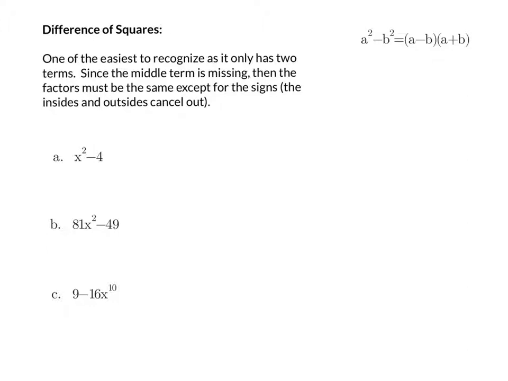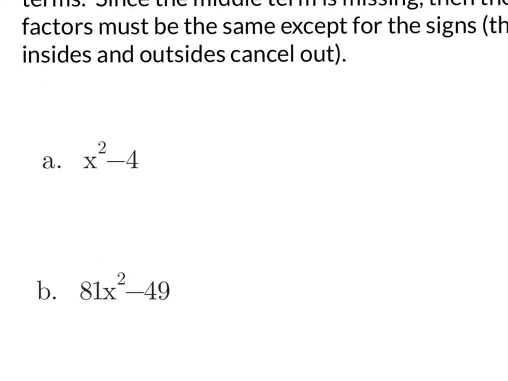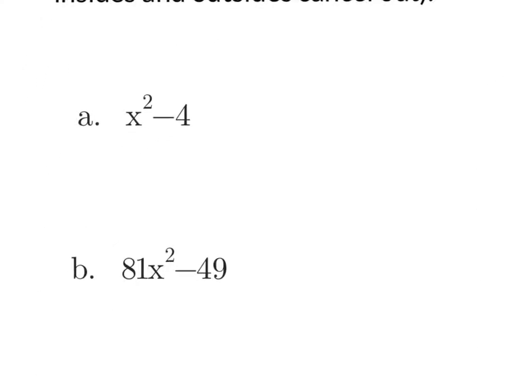So let's look at a few examples of this. Let's start with example A, which is x squared minus 4. I'm going to again start off by writing my two sets of parentheses.